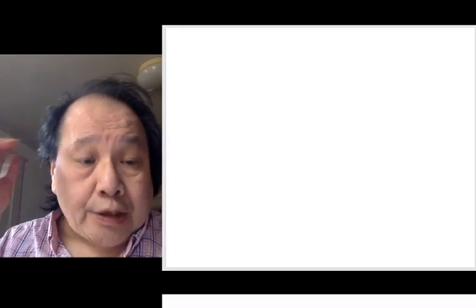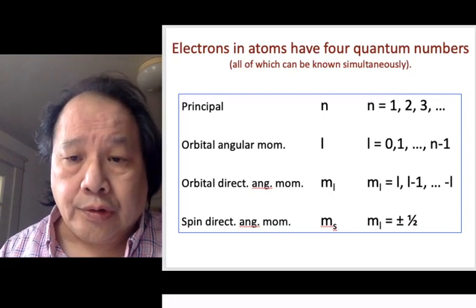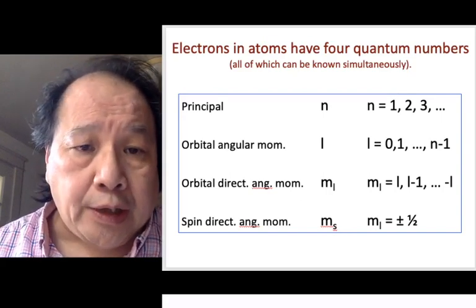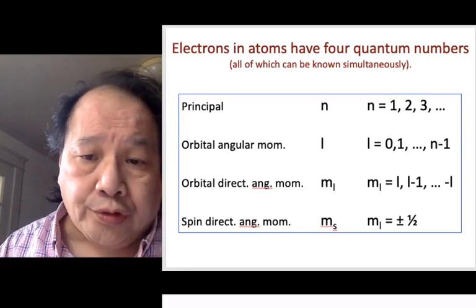In this clip, we make the connection between quantum numbers and the periodic table. So the periodic table is important, therefore quantum numbers will be important, and these are the rules. The principal quantum number n is a positive integer: 1, 2, 3, and so forth.